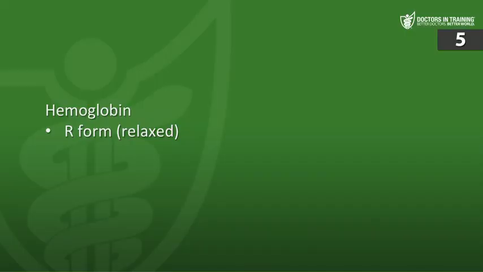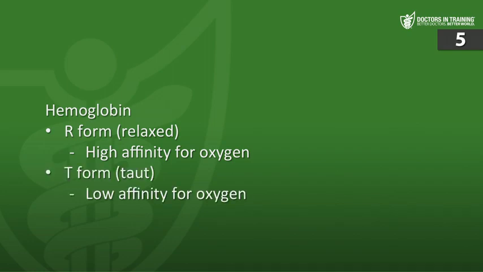All right, let's look at these answers. First question, which form of hemoglobin A has a high affinity for oxygen? And which one has a low affinity for oxygen? So there's the R form, or the relaxed form, which has a high affinity for oxygen, and the T form, or taut form, which has a low affinity for oxygen.